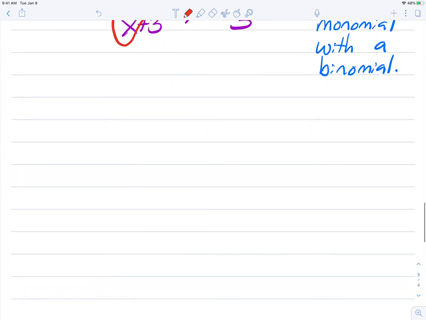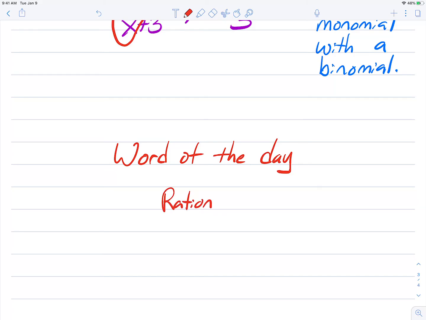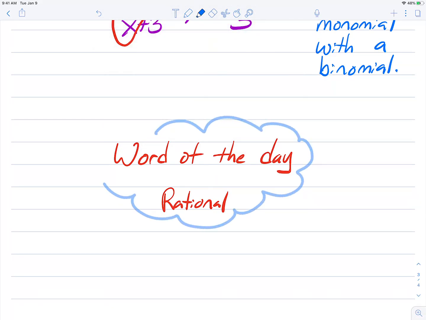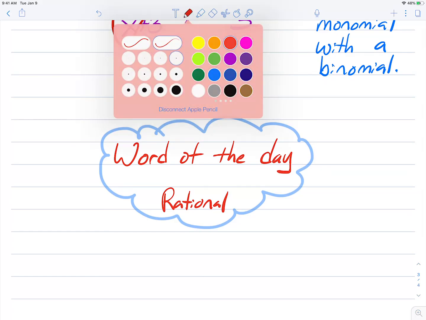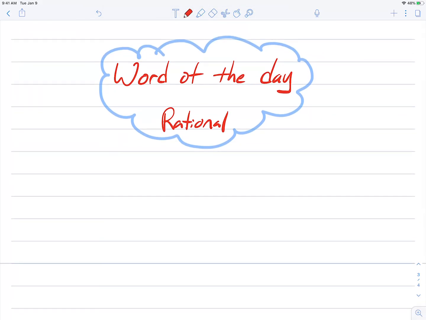So today's word of the day is rational. Part of rational expressions. So we are dealing with rational expressions. So we're going to take that first word rational and make it our word of the day. So your assignment is going to be simplifying rational expressions part 1.